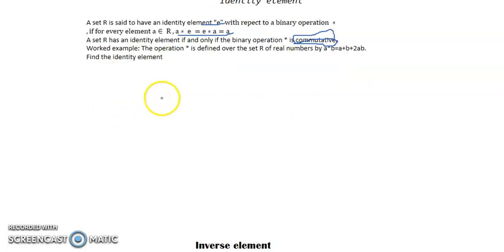Now, what example? Let's look at the example. The operation star is defined on the set of real numbers by A star B equals A plus B plus 2AB. Find the identity element. According to the rule, A star E, as the identity element, should be equal to A. Then, what is A star E? It is A.